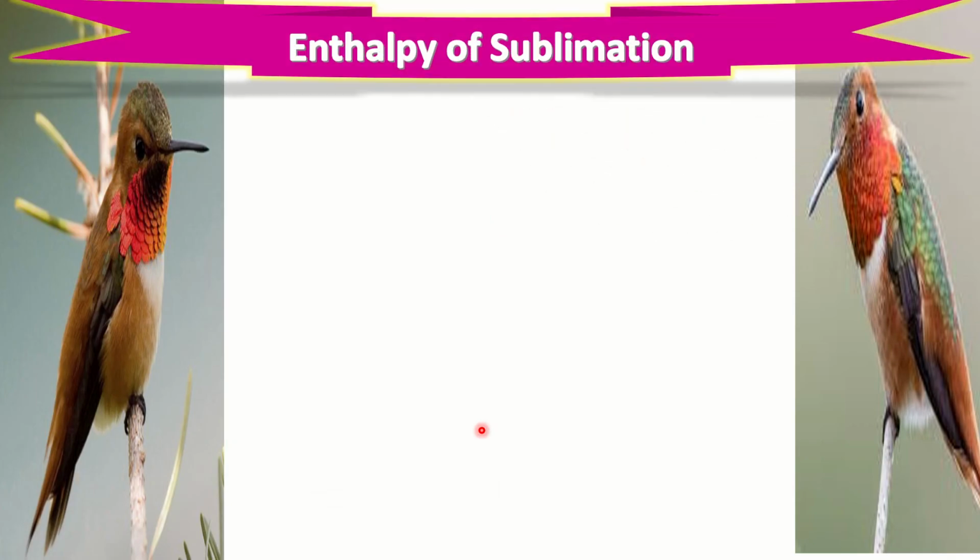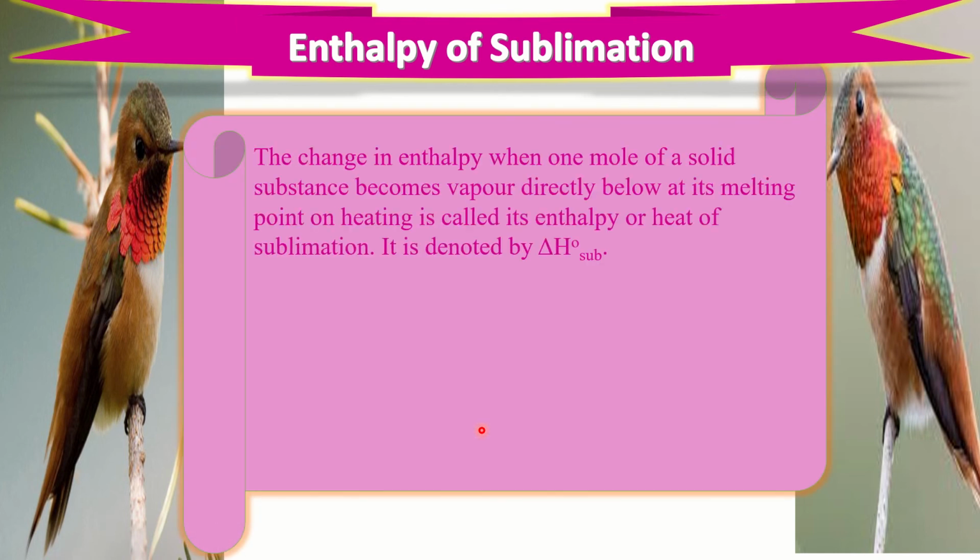Now, enthalpy of sublimation. Sublimation is a process where a solid matter is converted to gas without being liquid. It is converted from solid to gas directly. In the sublimation process, some amount of heat energy is absorbed by the solid matter, and after absorbing the heat energy, the solid converts to gas, and this heat energy is called enthalpy of sublimation. Here also 1 mole of solid matter is converted from solid to gas by absorbing heat energy.